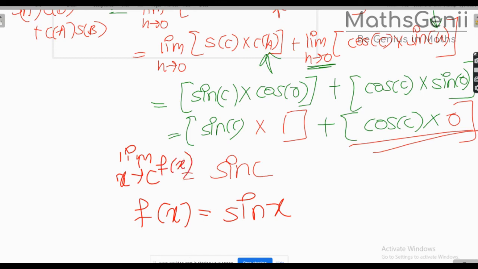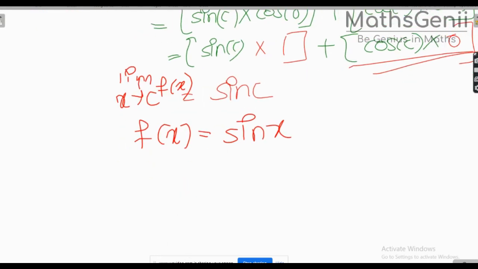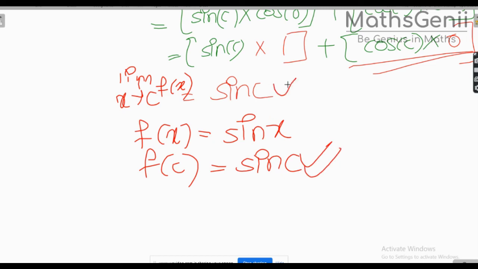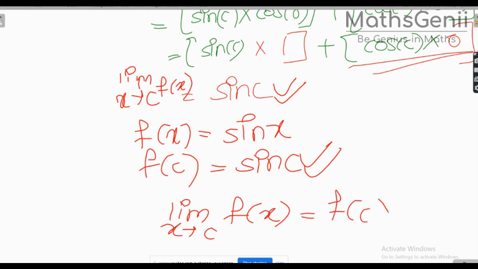Now if you want to find f of c, you just have to substitute c. f of c is equal to limit x tends to c f of x. Therefore the function is continuous. This is the condition when we say the function is continuous, and we have proved it.